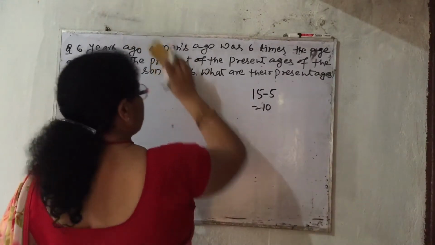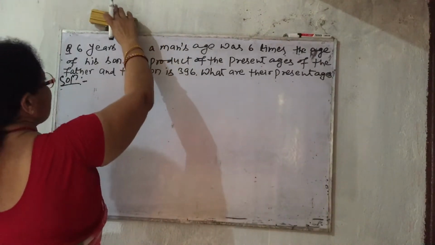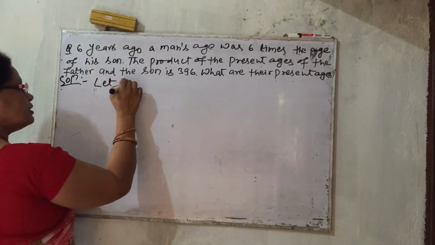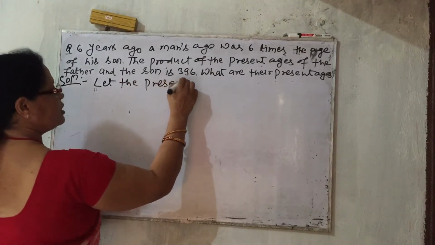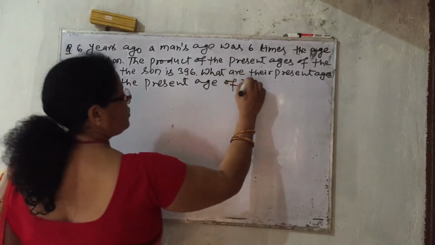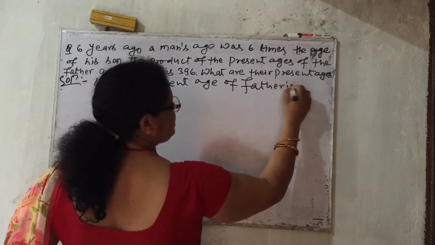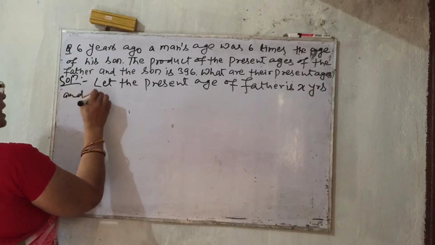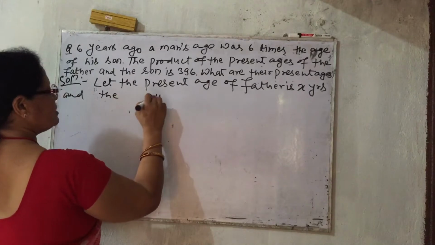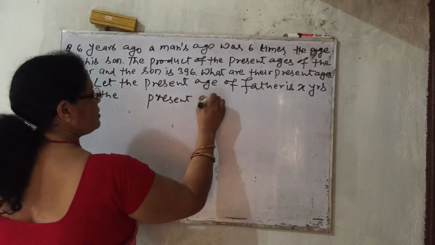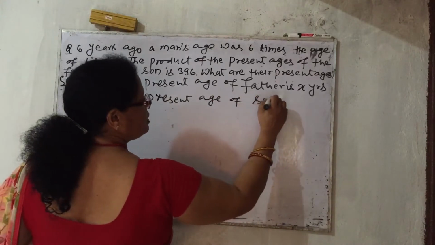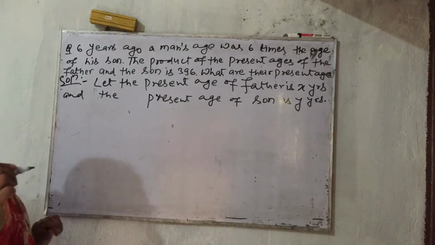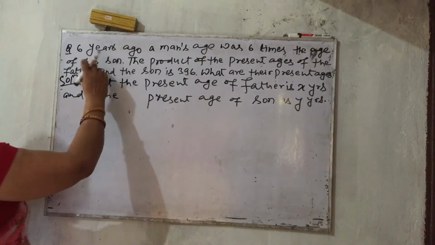So here we will let the age of the father and the age of the son. Let the present age of the father be x years, and the present age of the son be y years. Now we have assumed the present ages. Now let's see what is said in the question.